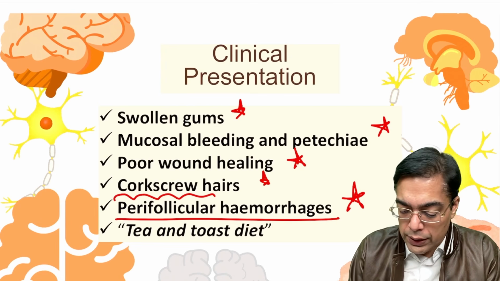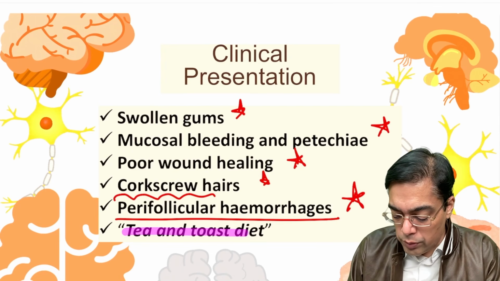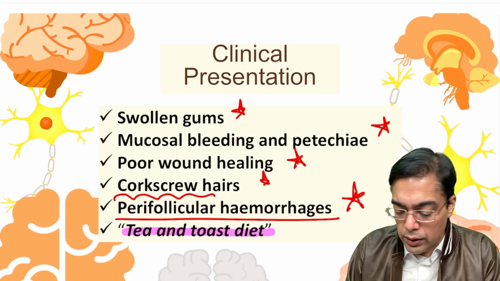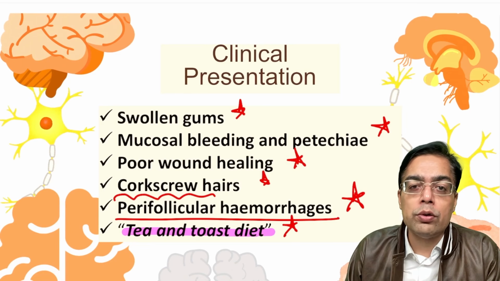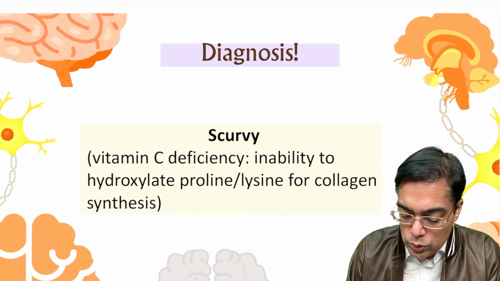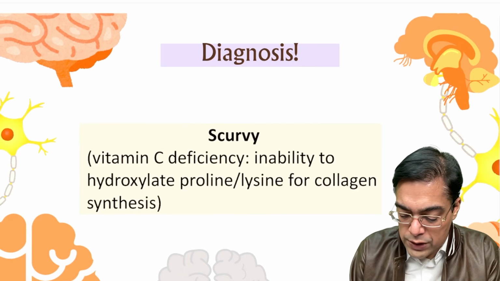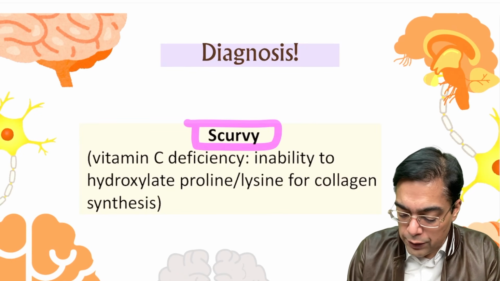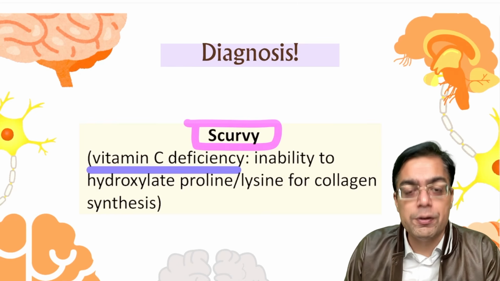One of the buzzwords that you definitely need to remember over here is that the patient is going to be having a presence of a tea and toast diet, and that would importantly give you a diagnosis of a patient suffering from scurvy. Now, why do we talk about it? Because scurvy is also given the second important name of sailor's disease. This is an example of a condition which is going to be seen because of vitamin C deficiency.